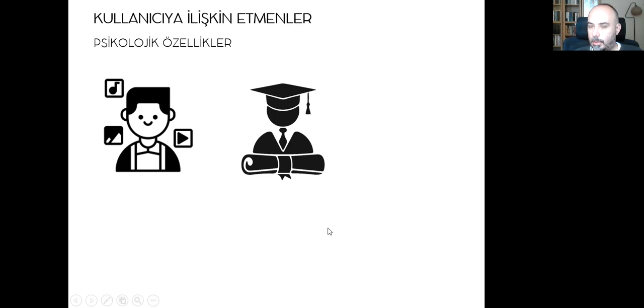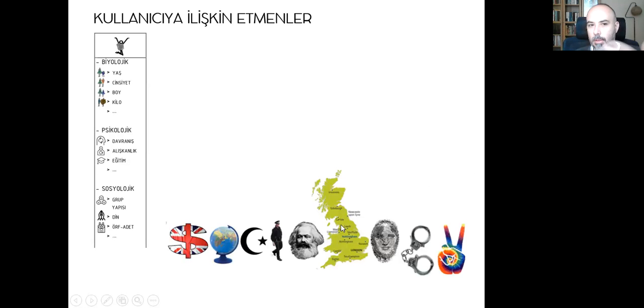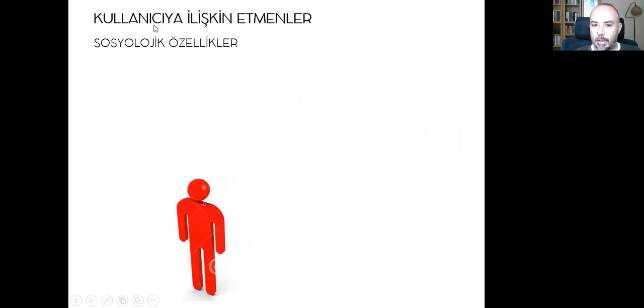Their hobbies, their education background, their brain capacity, their intelligence, all these properties affect their behavior. In the last group, we have sociological properties. This means how the user is related to the other people, what kind of relations they have, and what kind of groups they belong to. This can be economical groups, religious groups, or groups that come from their races, things like that.